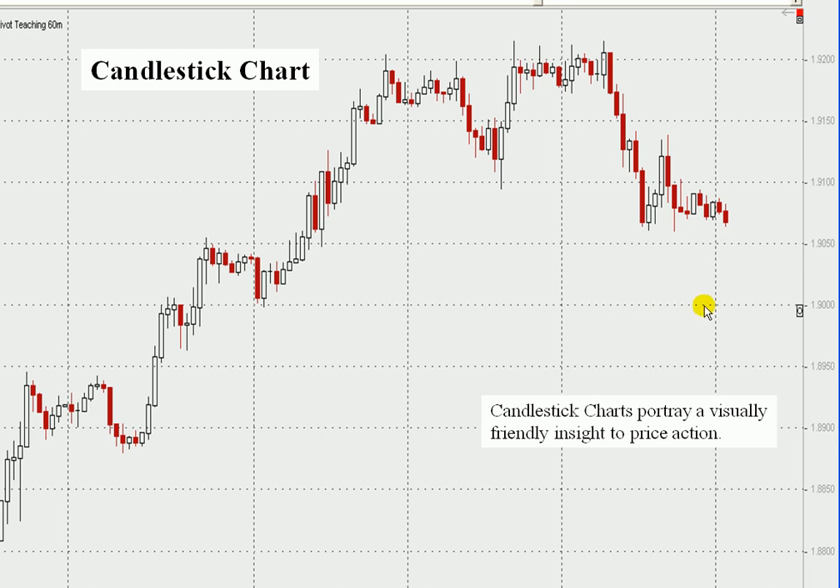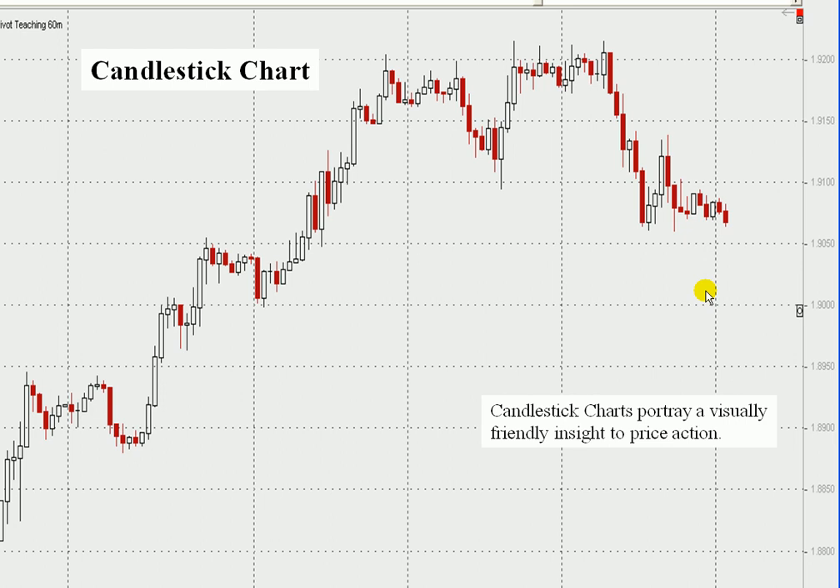We use candlestick charts, and this is just an example of a candlestick chart. The white candlesticks are bullish, and the red candlesticks are bearish, meaning that the price closed lower than it opened. And as you can see, we see more bullish candles in this up move than we do bearish candles, and we see more bearish candles in this down move than we do bullish, and so forth.